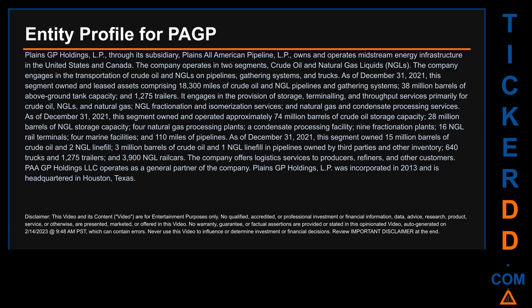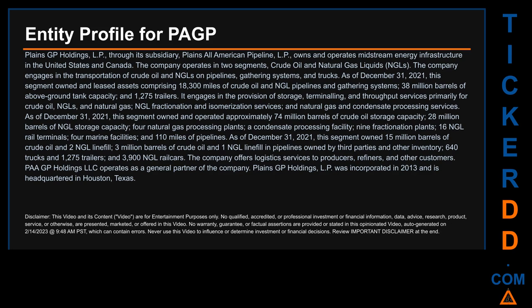1,275 trailers. It engages in the provision of storage, terminaling, and throughput services primarily for crude oil, NGLs, and natural gas, NGL fractionation and isomerization services, and natural gas and condensate processing services. As of December 31, 2021, this segment owned and operated approximately 74 million barrels of crude oil storage capacity, 28 million barrels of NGL storage capacity, 4 natural gas processing plants, a condensate processing facility, 9 fractionation plants, 16 NGL rail terminals, 4 marine facilities, and 110 miles of pipelines.